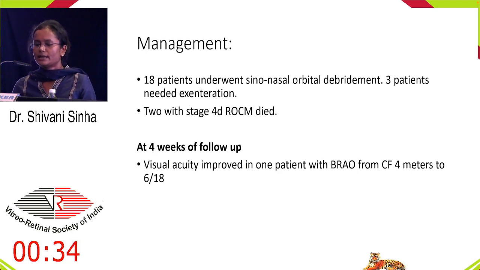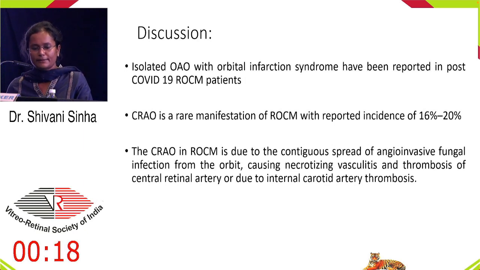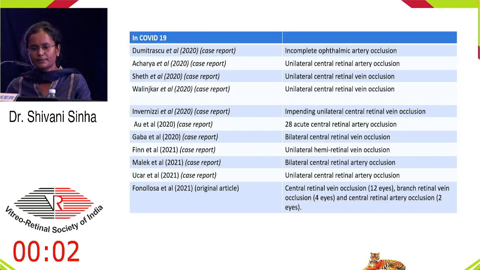3 patients finally landed up with exenteration. 2 patients with stage 4D ROCM died. And at 4 weeks of follow-up, only one patient with BRAO improved. None of the PL negative eyes improved at the end of the follow-up. So isolated ophthalmic artery occlusions with orbital infarction syndrome have already been reported. And CRO is a manifestation of ROCM with an incidence of approximately 16% to 20%. CRO can result due to the contiguous spread of the fungal infection from the orbit.